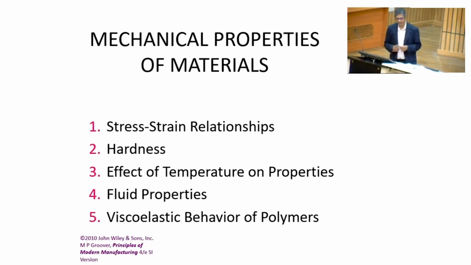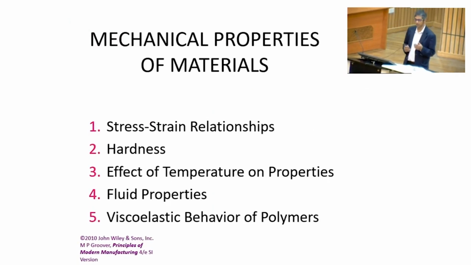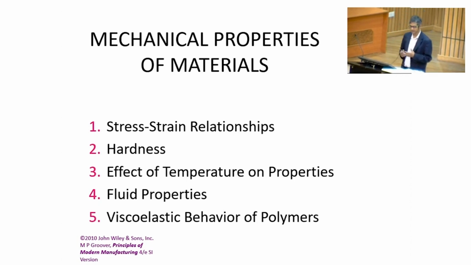So what all things did we discuss about mechanical properties? The few things which are important, okay? Like stress strain relationships, that's very important. Hardness provides basic mechanical properties. But we didn't discuss the effect of temperature, fluid properties. We have discussed a little bit about the viscoelastic behavior, because these are the things which may be important. The fluid properties and the effect of temperature on mechanical properties will not be very important in case of mechanical properties of nanomaterials. So we have not discussed that.